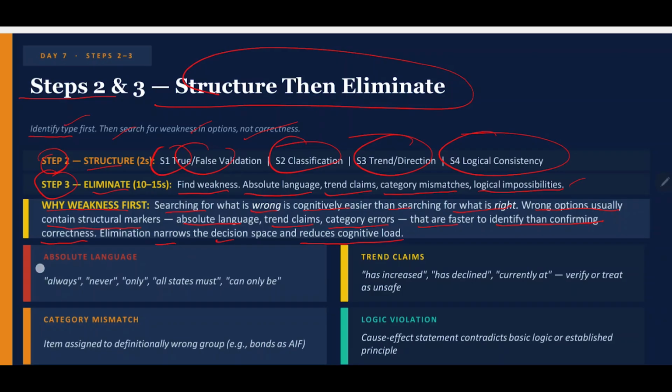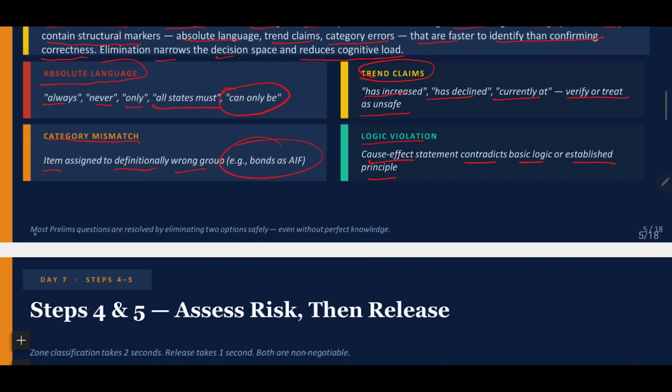Right? So absolute language is always, never, only, all, must, can only be. Trend claims are increased, declined, currently, which are risky to verify. Category mismatch is an item assigned to a definitionally wrong group. Example: a bond as an alternative investment firm. Logic validation: a cause-effect statement that contradicts base logic or an established principle, right? So most prelims questions are resolved by eliminating two options safely, even without perfect knowledge.